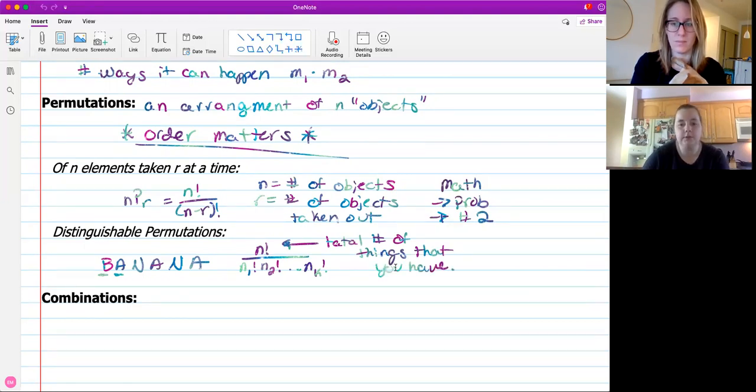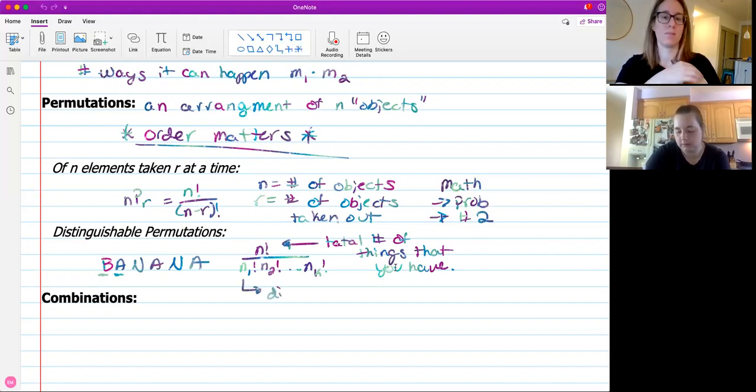And then the bottom, you're just dividing off the doubles. So here we would be dividing off 3 factorial and 2 factorial because we have 3 A's and 2 N's. So here you're just dividing off the doubles or triples or whatever, duplicates or whatever. Repeats, we'll go with repeats.